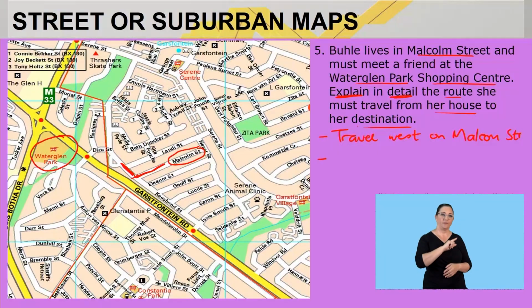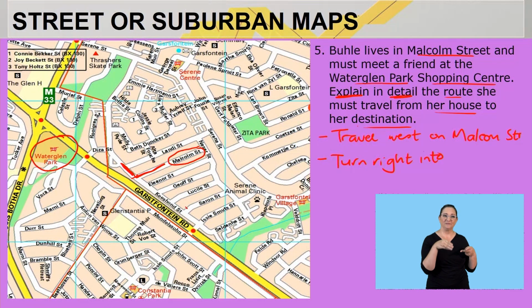So now, second point we'll list here is turn right into, so what is the name of this street? Can you see? This is Keeshond Street. So turn right into Keeshond, and I'll write it here, Street. Okay, so now she will be traveling.